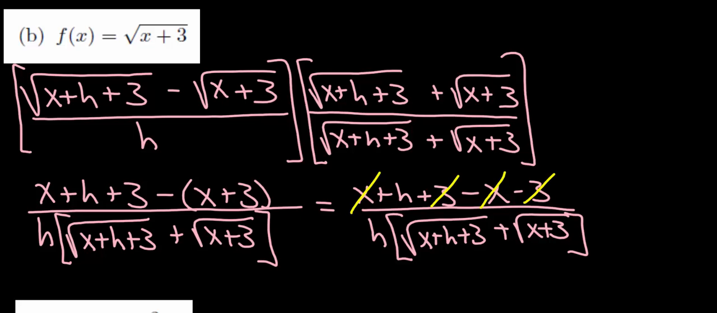That's what we wanted. Because now notice these h's will divide out and I just have a 1 up top. So let's see what we've got here. We've got 1 over the square root of x plus h plus 3 plus the square root of x plus 3. And there we have it. So that's the second type, where we have the square root. And the trick is multiply by the conjugate.